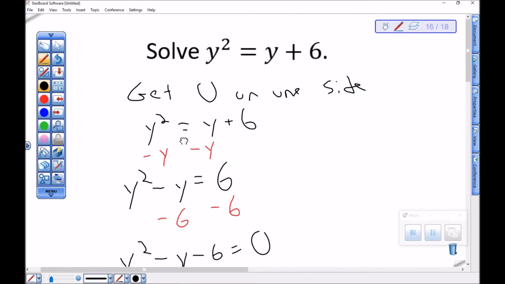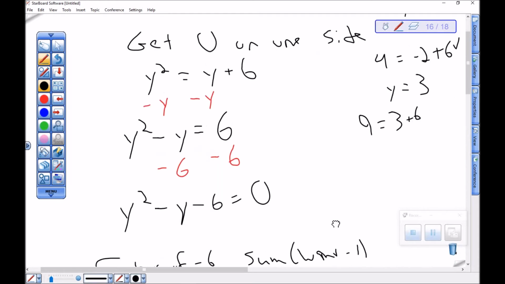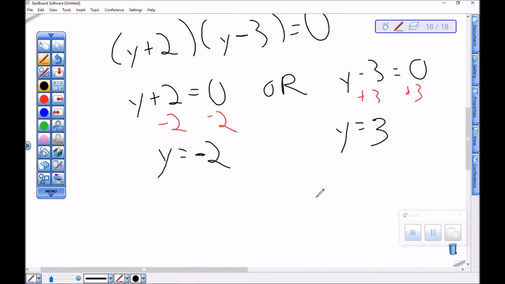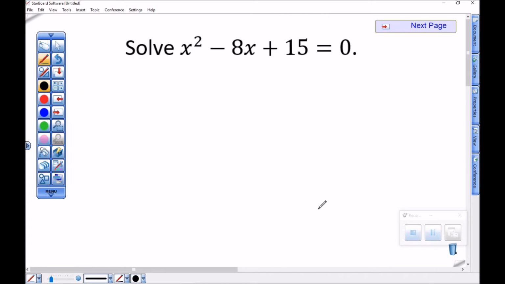Let's check them back in the original equation. So if y is negative 2, squared is 4, and negative 2 plus 6 is 4, so that checks out. If y is positive 3, squared is 9, and 3 plus 6 is 9. So negative 2 and positive 3 are my solutions, and the solution set for this equation would be the set containing them. Okay, great. How about x squared minus 8x plus 15 equals 0?